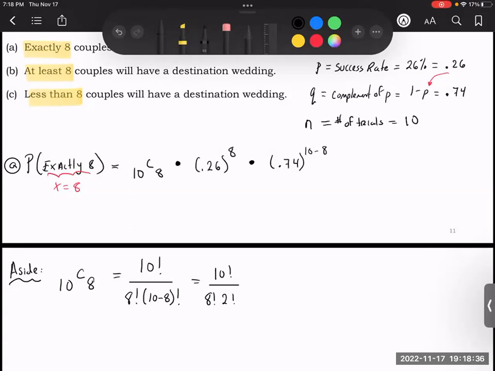Now look at your denominator. Which factorial do you think is bigger, 8 or 2? 8. And does the 10 factorial contain an 8 factorial?